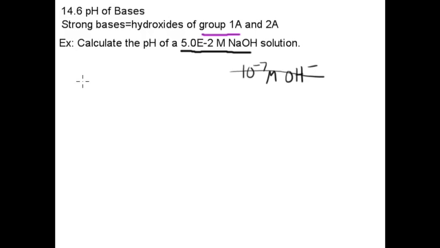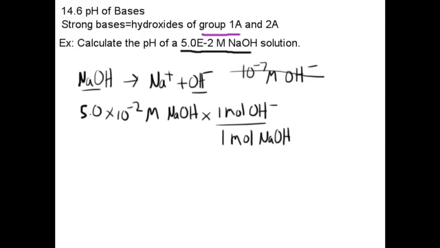So I know that sodium hydroxide separates into, when it's dissolved in water, sodium ions and hydroxide ions. I can see that one of these makes one of these, so it's a 1-to-1 mole ratio. So I will have 5.0 times 10 to the negative second molar hydroxide. At this point, there's several ways to find the pH. We can use our hydroxide concentration to find H+, or we can find the pOH and then find the pH. I'll show you both ways.